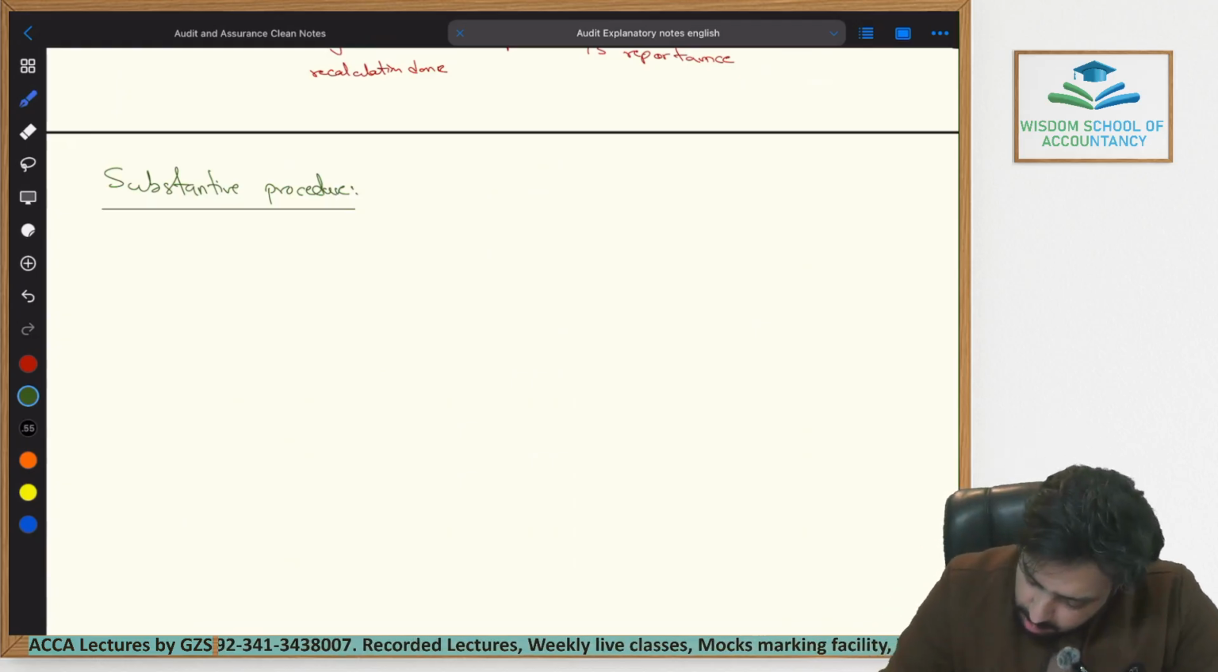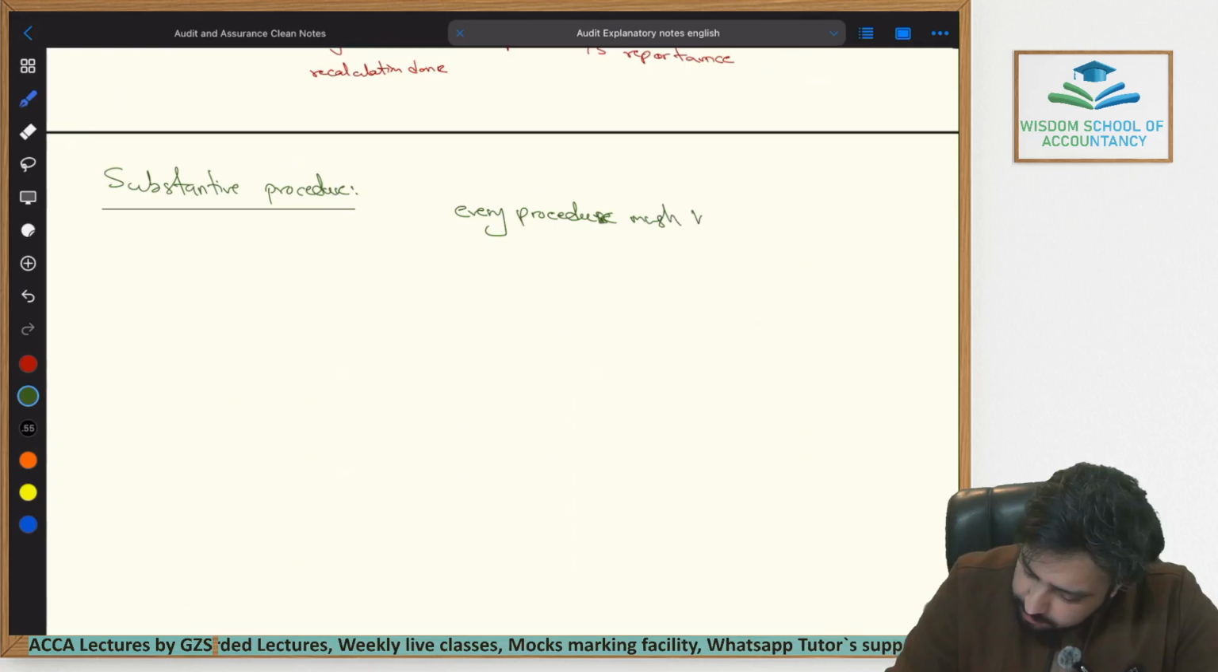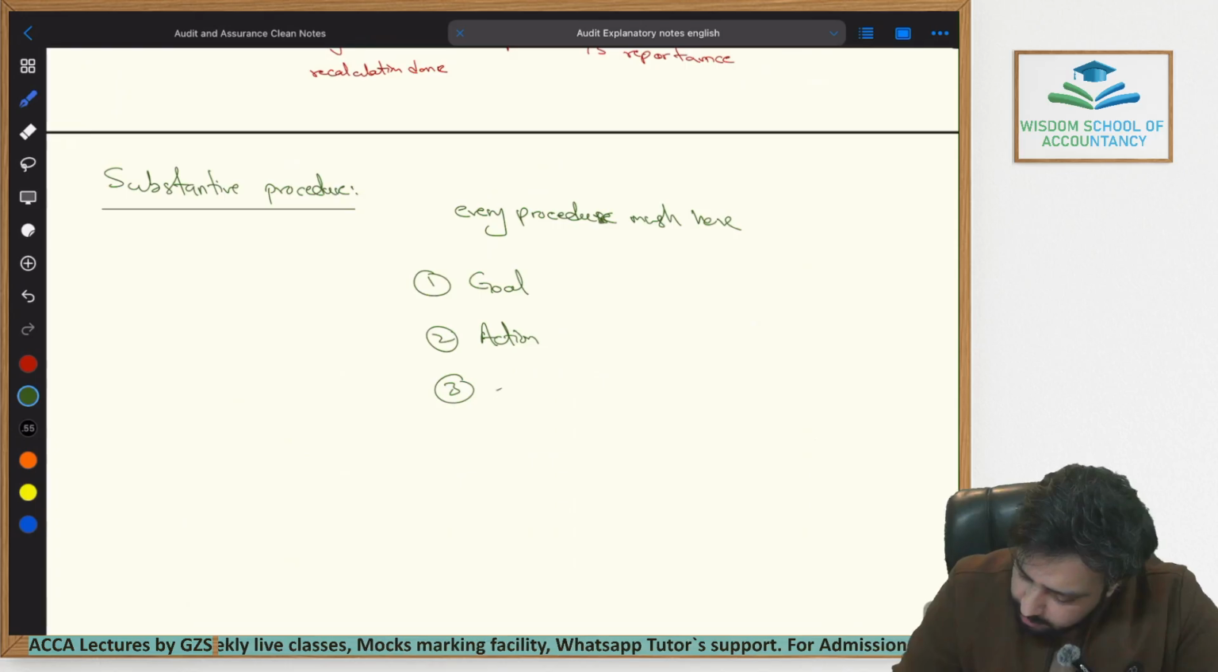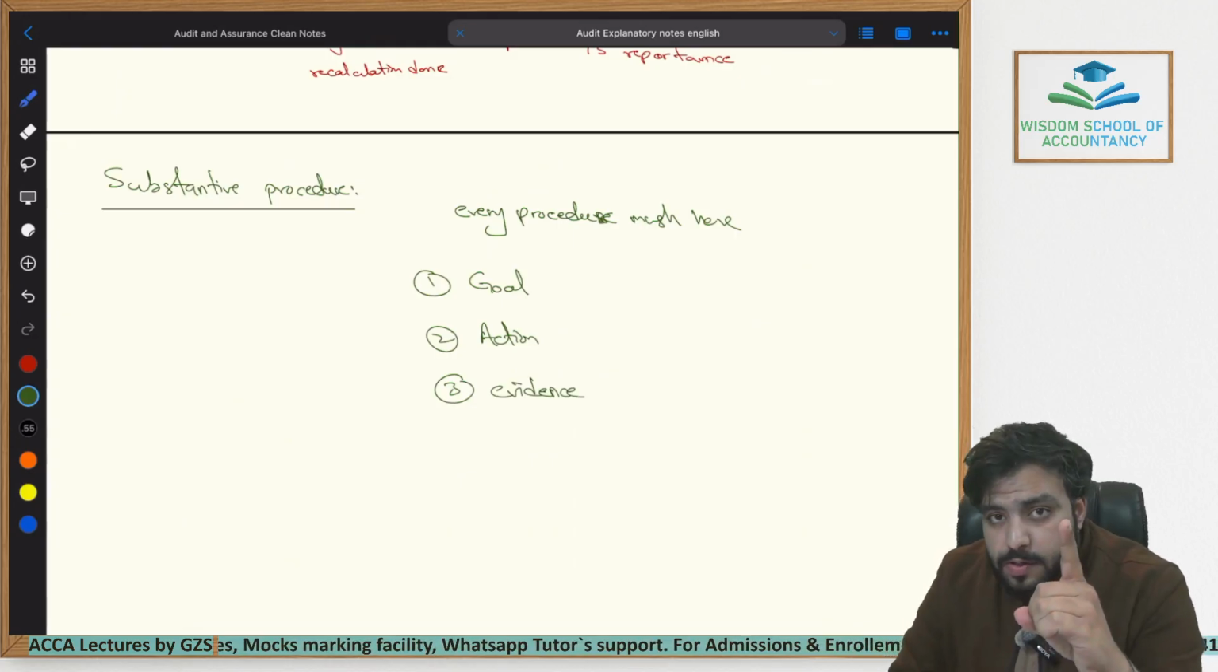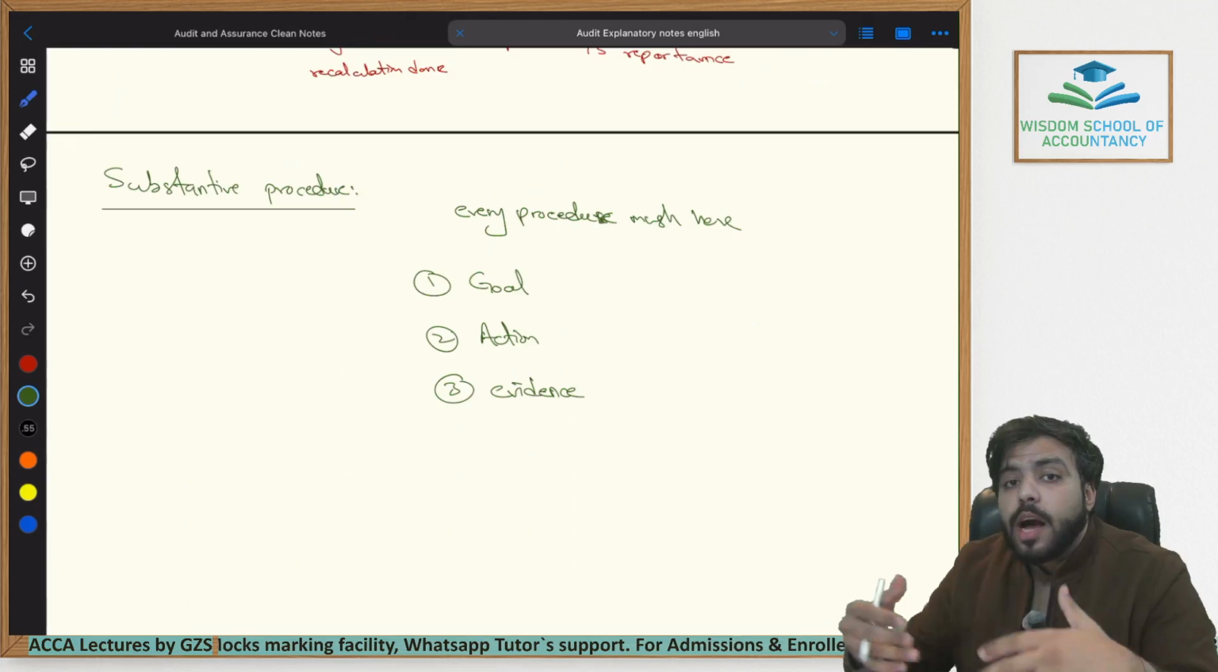First of all, every procedure must have three things. Number one, a goal. Number two, an action. Number three, where the evidence will be gathered from, the area of evidence. These are non-professional words which are used to make you understand how a procedure is made.